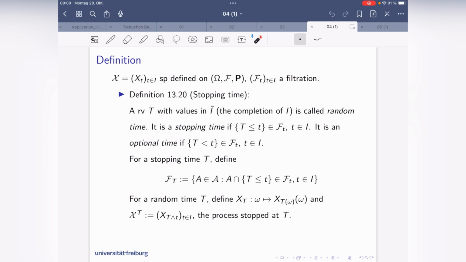Okay, then let's come to stopping times. So what's a random time? We have stochastic processes like this here, time here, Xt on the y-axis, but we can of course also have random variables on the t-axis, and these are random times. So a bit more exact, in the completion of the index set. So for example, a random time could also take the value infinity.